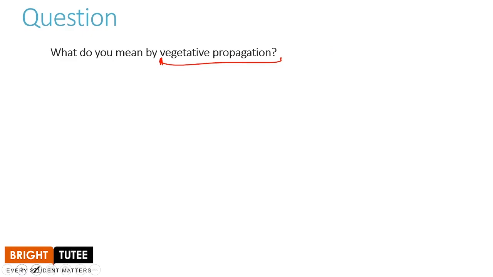So in this way, students, we talked about the modes of reproduction, that is asexual and sexual, and within asexual reproduction we understood how vegetative propagation takes place. I hope you were able to understand this process properly, because in the next session we are going to talk about other modes of asexual reproduction.